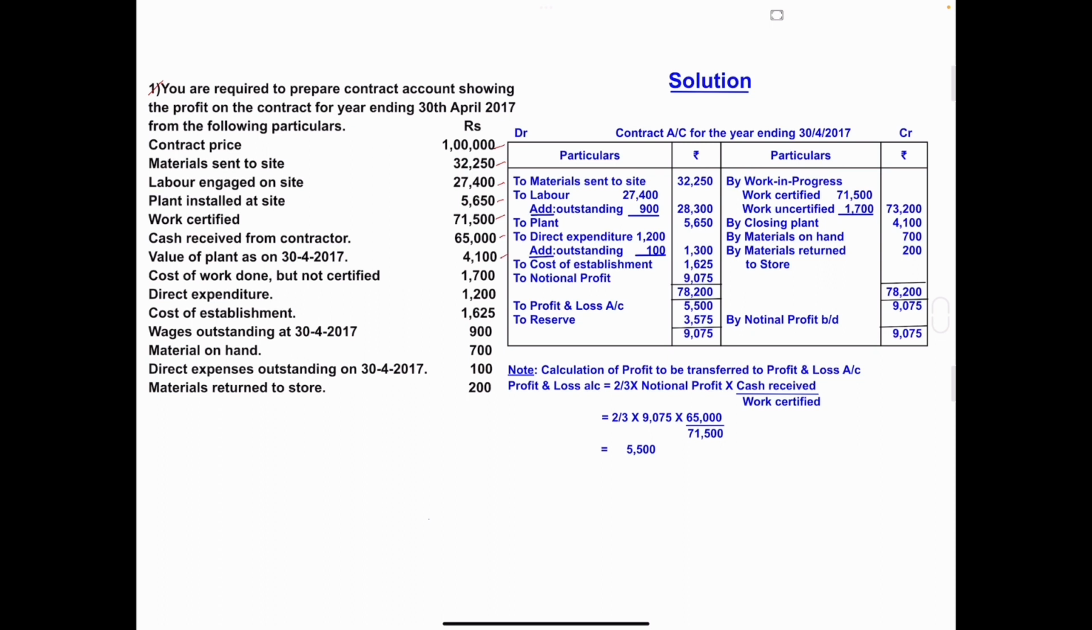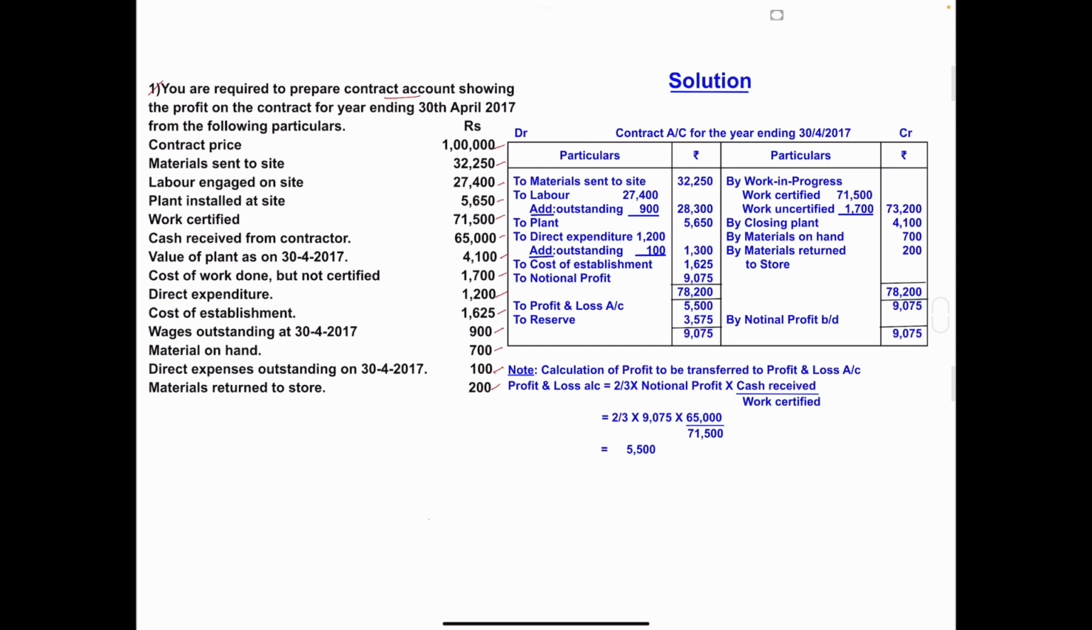4,100, cost of work done but not certified 1,700, direct expenditure 1,200, cost of establishment 1,625, wages outstanding 900, material on hand 700, direct expenses outstanding 100, material returned to store 200. So certain information they have given and we have to prepare the contract account to find out the profit.